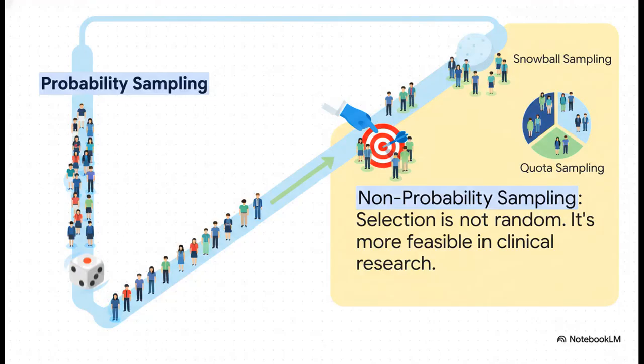Okay, so sampling kind of splits into two main paths. The first one is called probability sampling. This is the scientific ideal, the gold standard, where everybody in the population has a random, equal chance of getting picked. But in the hectic, unpredictable world of a hospital or a clinic, that's almost never possible. And that's why we have non-probability sampling. Here, the selection isn't random. It's the practical, let's get this done approach. And that's exactly what we're going to focus on.